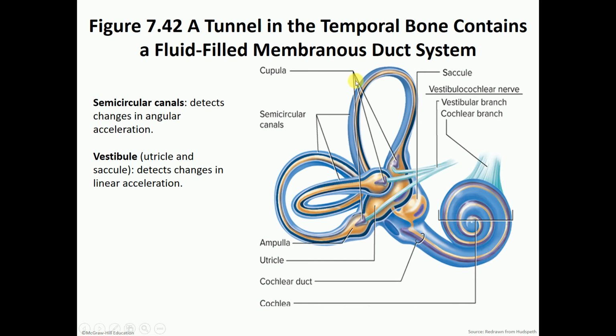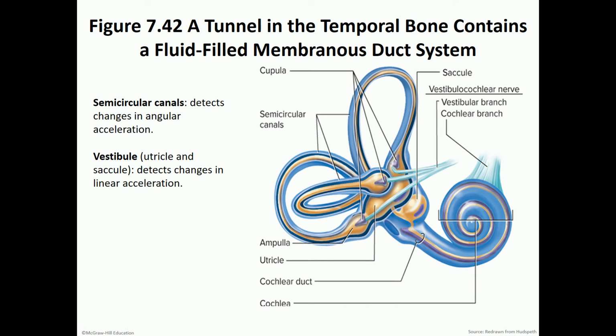We are going to talk about the semicircular canals and the vestibule. These semicircular canals have little pouches at the end. These pouches are known as the ampulla of the semicircular canals. Inside of these ampullas, we have these little triangles known as the cupulas. This is where the receptors are.